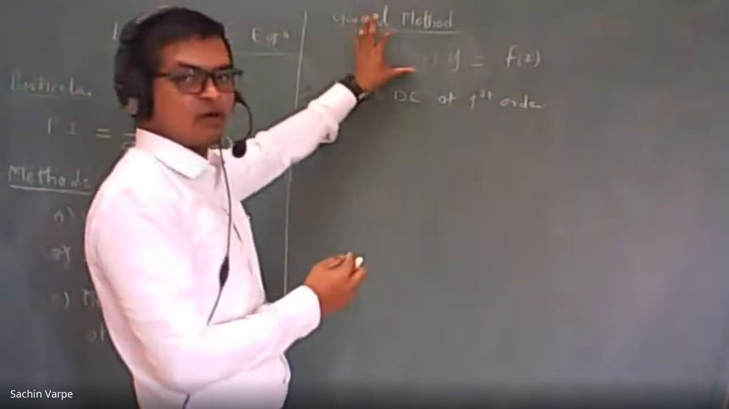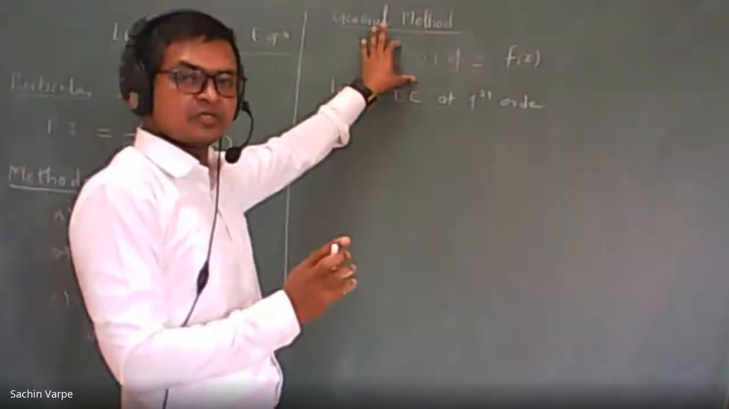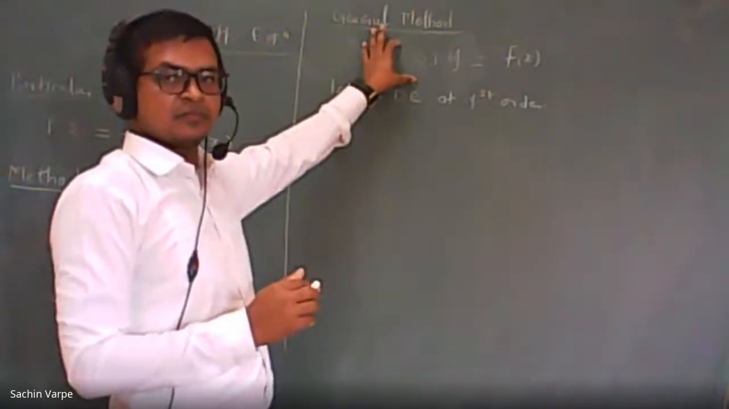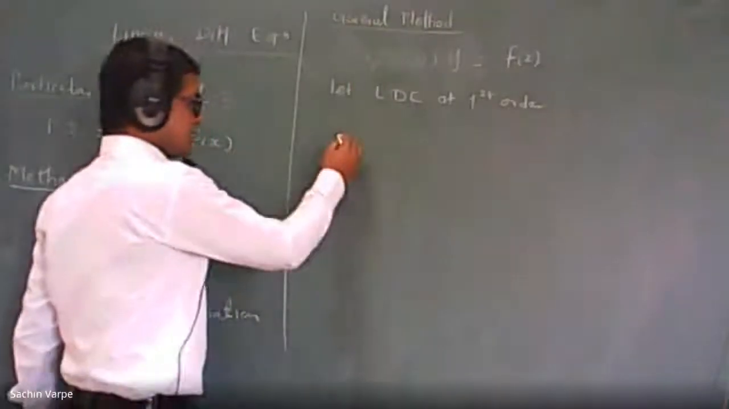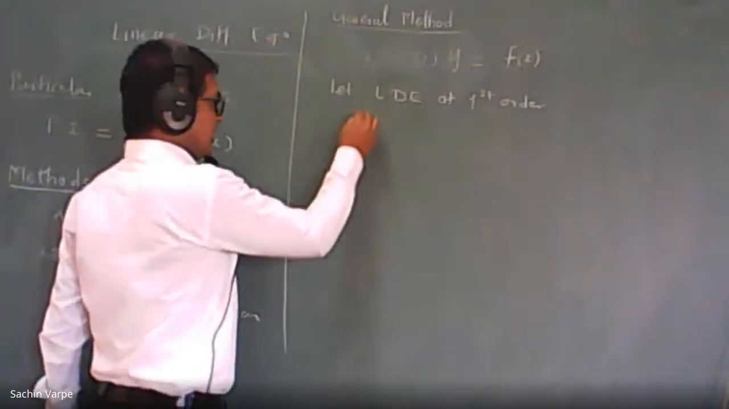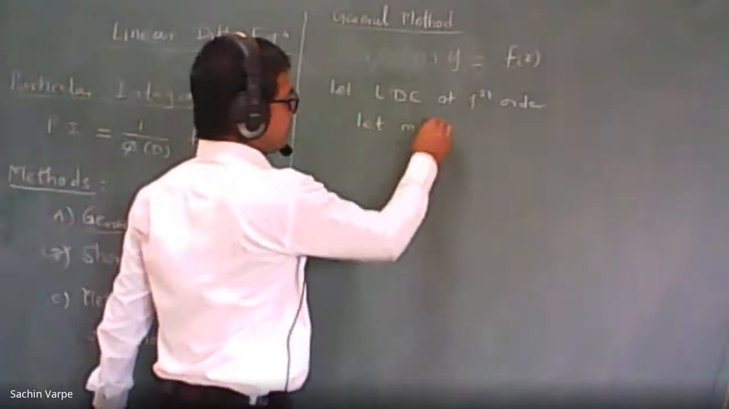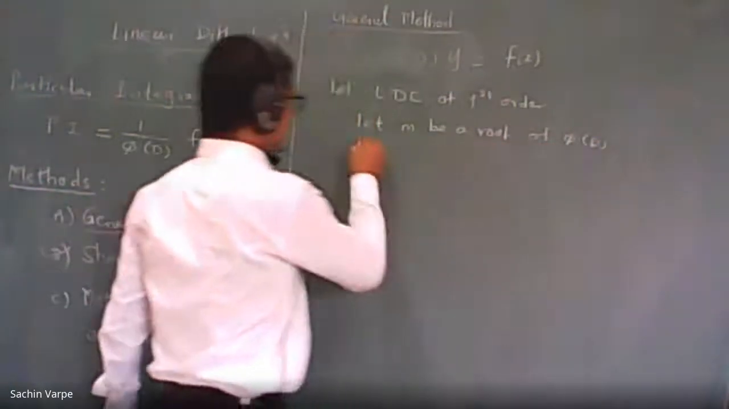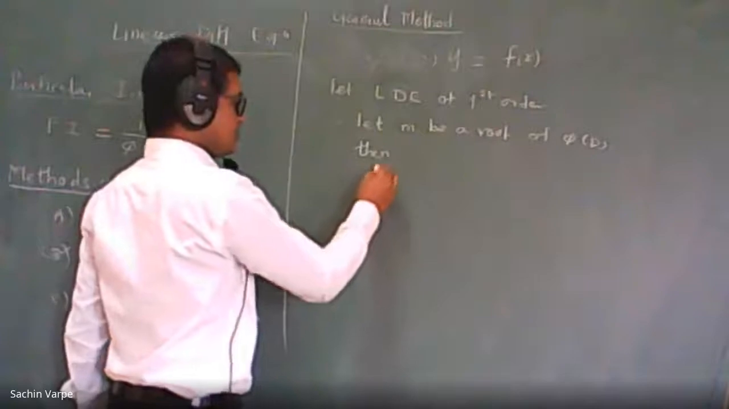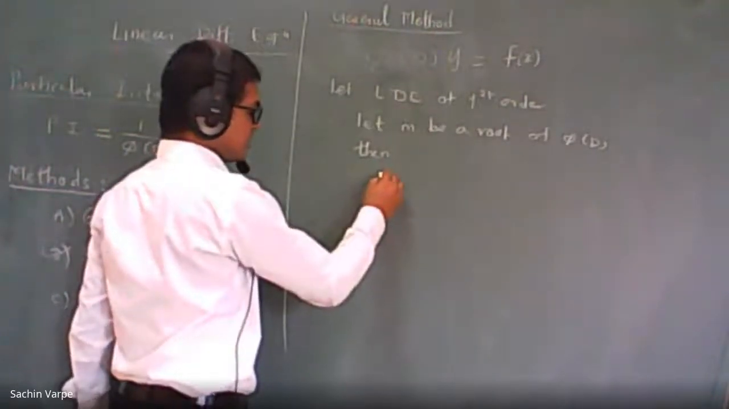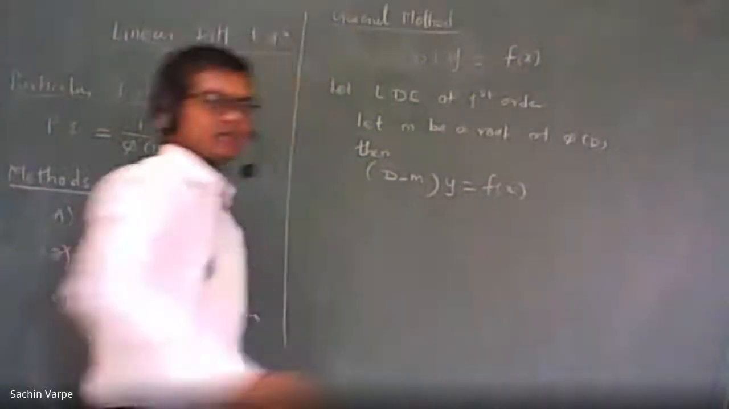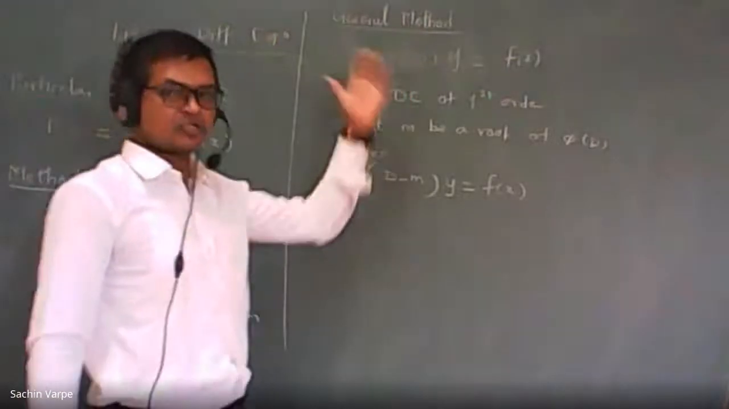So I am writing the factor form of phi of D. If m is a root, then the factor corresponding to m is exactly D minus m. So let m be a root of phi of D, then I can write phi of D in its factored form, that is, D minus m into y is equal to f of x. This is the factored form of the differential equation.